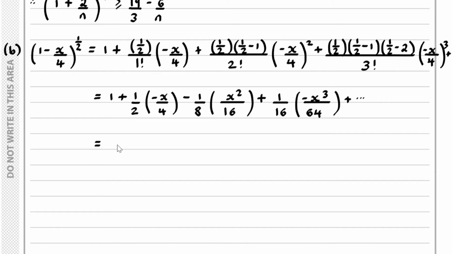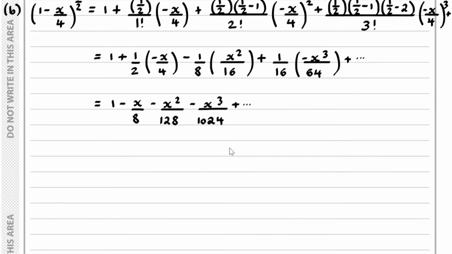So I've got 1 subtract x over 8, and then I've got negative x squared over 128, and then I've got negative x cubed over 1024, and then I've got higher order terms with it.